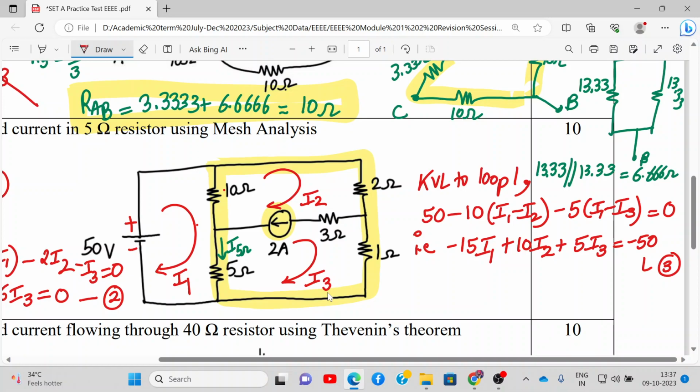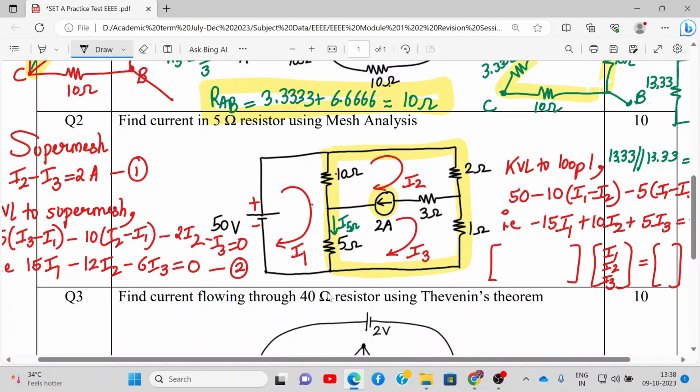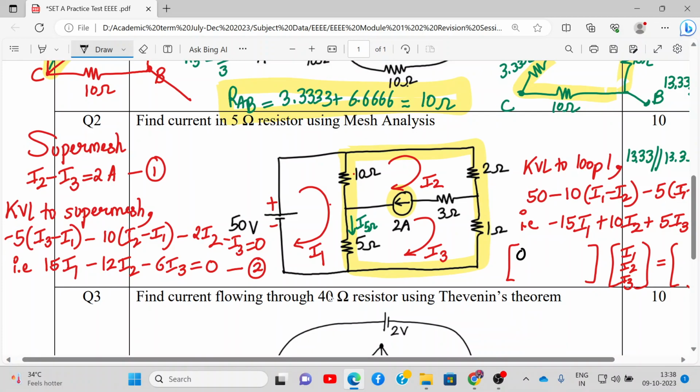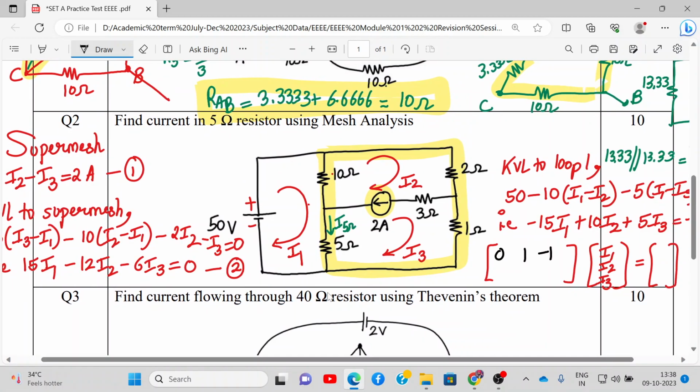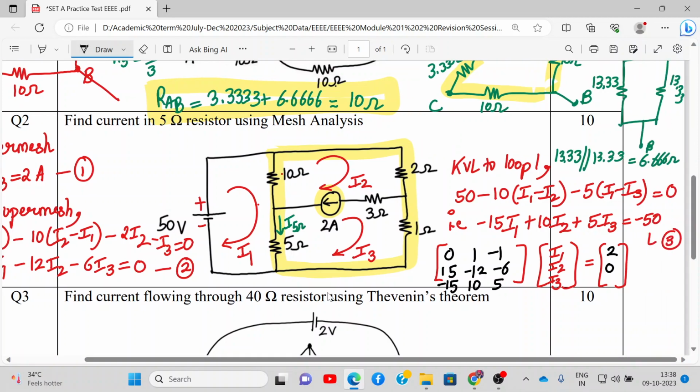Now we have 3 equations and 3 unknowns, so we can write it in a matrix form. This is I1, I2, I3, and we can write the values over here. This is the equation number 1. Here I1 was absent, so the coefficient will be 0, 1, minus 1, and here we'll have 2. Here the coefficients will be 15, minus 12, minus 6, and here 0. And the last coefficients will be minus 15, 10, 5, and minus 50. All right, so these will be the equations.